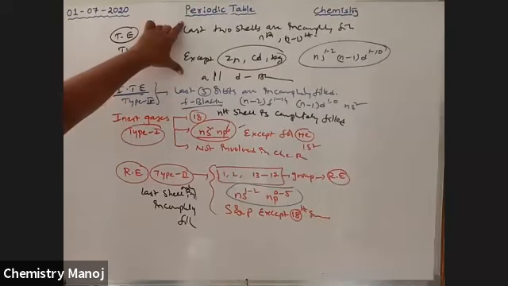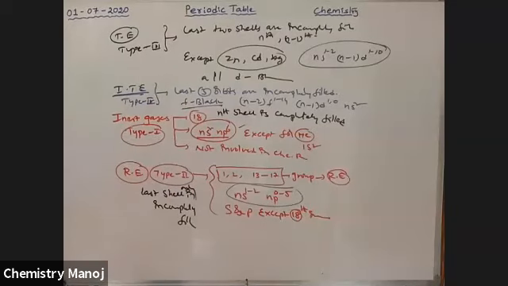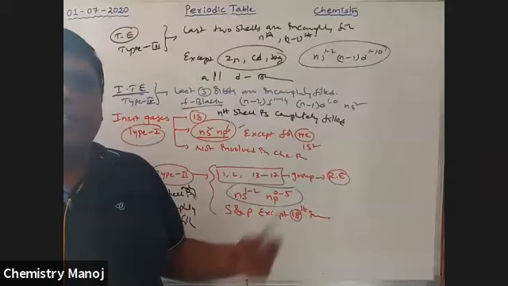Here d block element properties are applied. Here s and p block element properties are applied. Here only the zero group element properties are applied. All those properties are already completed in previous sessions. So please check once again.